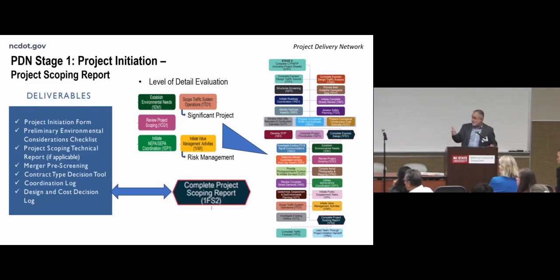One of those first deliverables is that preliminary environmental considerations checklist, and that's really an atlas screening, and it gives you a high-level look at what the wetlands, streams, and historic impacts are. All those things are looked at from a GIS standpoint. And so we're trying to help nail down the scope, nail down what needs to be included, and get that good cost estimate.